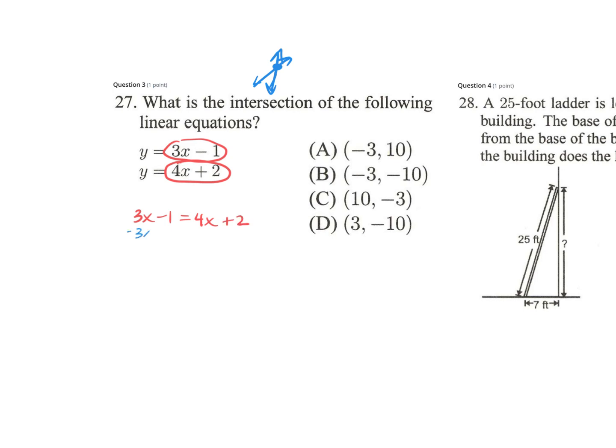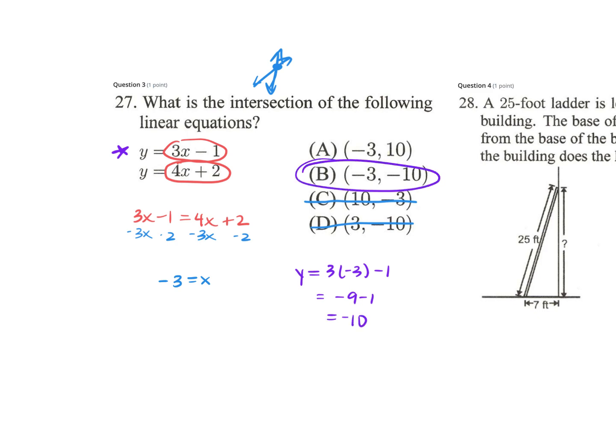I'm going to subtract 3x from both sides. I'm going to subtract 2 from both sides. I get negative 3 is equal to x. So I'm going to eliminate options C and D since those do not have the correct x coordinate. To find the y coordinate, I'm going to plug negative 3 into either function and solve for y. I'm going to plug it into that first one. 3 times negative 3 minus 1. I get negative 9 minus 1, which is negative 10. That tells me that option B is the correct option.